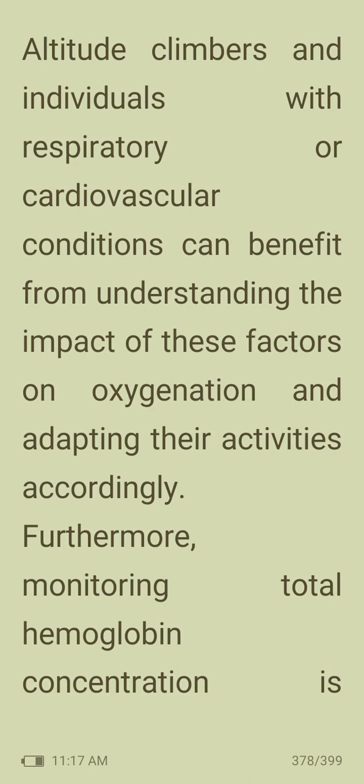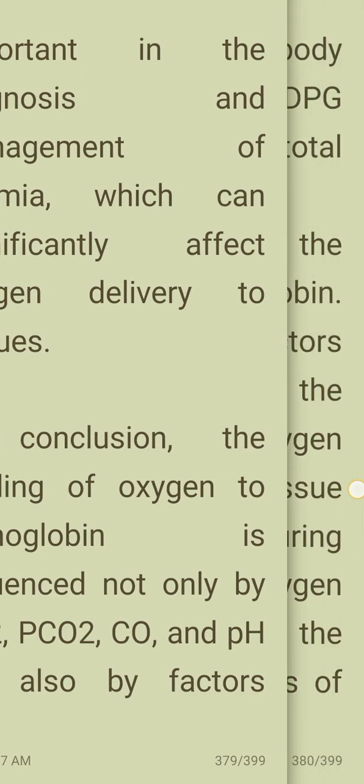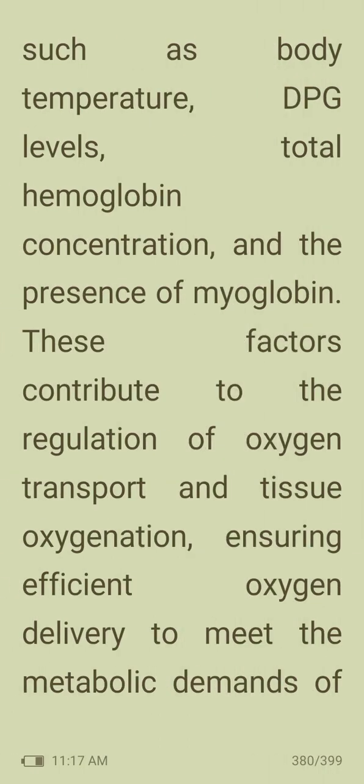Furthermore, monitoring total hemoglobin concentration is important in the diagnosis and management of anemia, which can significantly affect oxygen delivery to tissues. So in conclusion, the binding of oxygen to hemoglobin is influenced not only by PO2, PCO2, CO2 and pH, but also by factors such as body temperature, DPG levels, total hemoglobin concentration, and the presence of myoglobin.